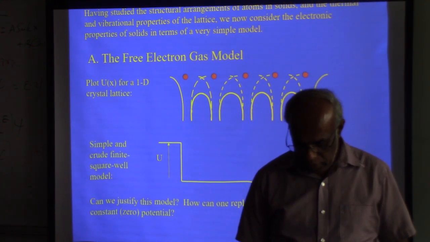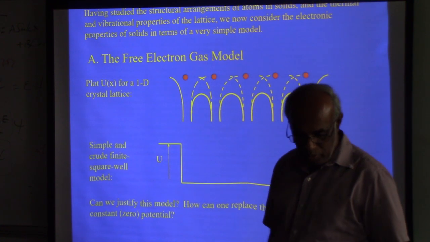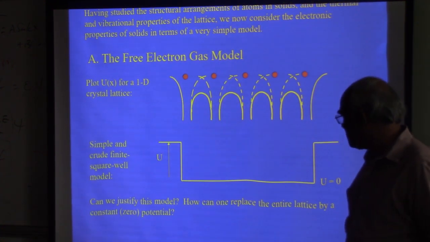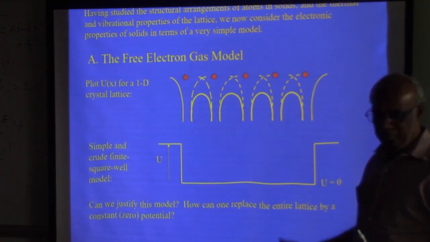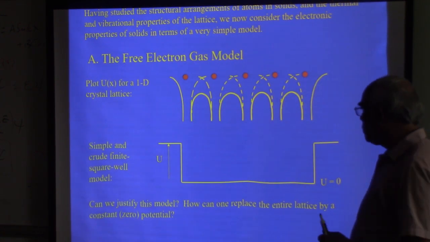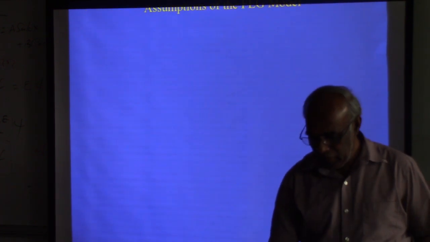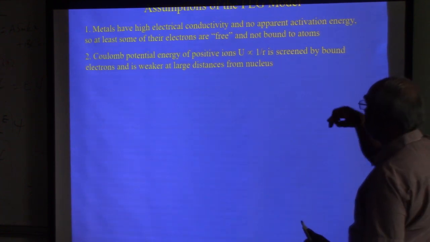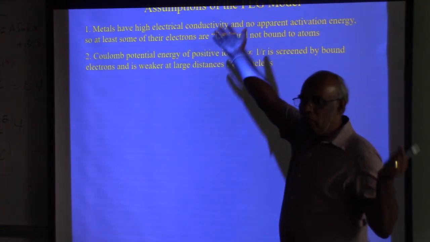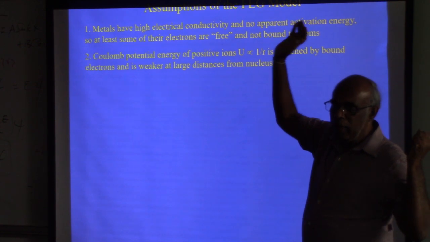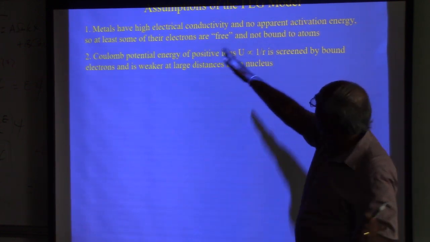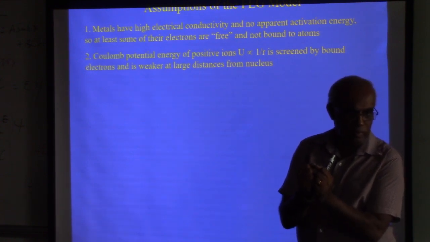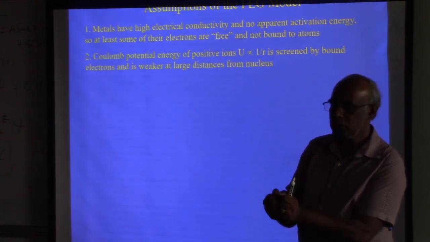Yeah, but before we go any further, how do you justify such a simple approximation? Actually, it's not too bad if you consider what is happening here, because we know metals have very high conductivity. That means they have a large number of electrons. So these electrons are loosely bound to the atom. So that's one thing.